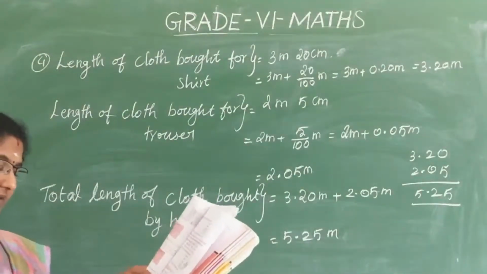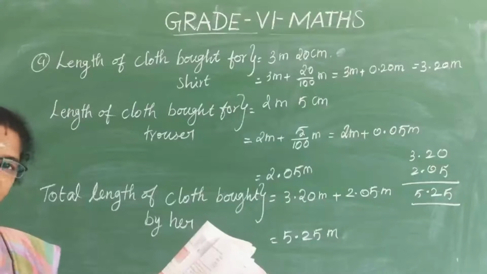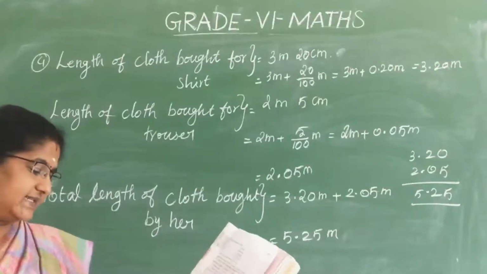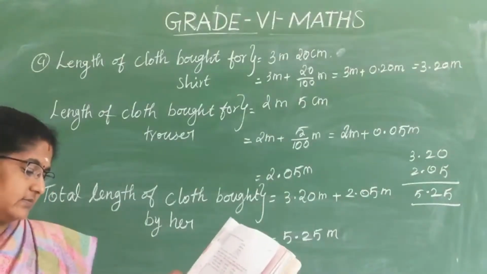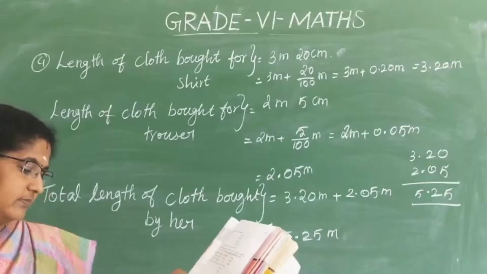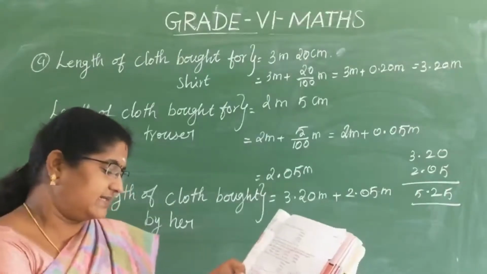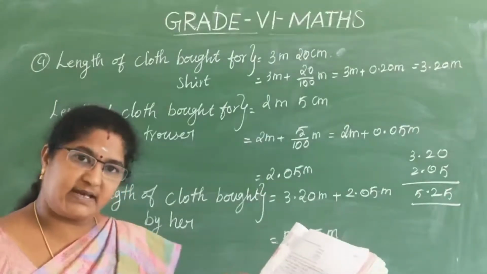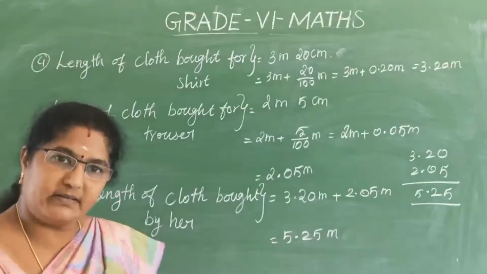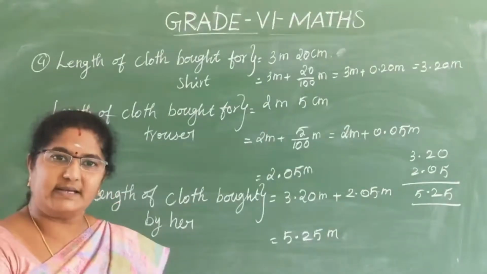Naresh walked 2 km 35 meter in the morning and 1 km 7 meter in the evening. How much distance did he walk in all? So the statements: distance walked by Naresh in the morning, and distance walked in the evening. From here we get the statements.